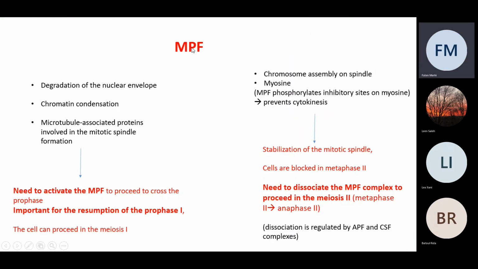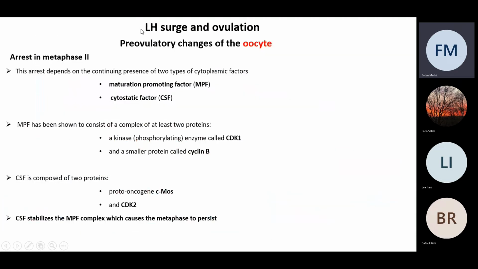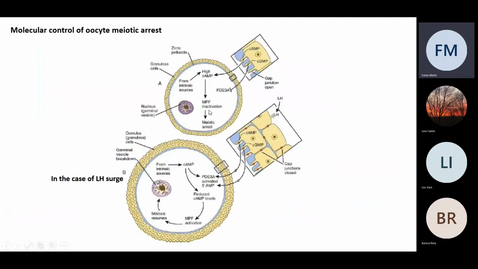You are not required to study the roles of MPF, but this is only to clarify why it has distinct roles in meiosis 1 and in meiosis 2. Once we have the cells arrested in meiosis 1, the MPF is inactive. We need to activate it to resume meiosis 1.